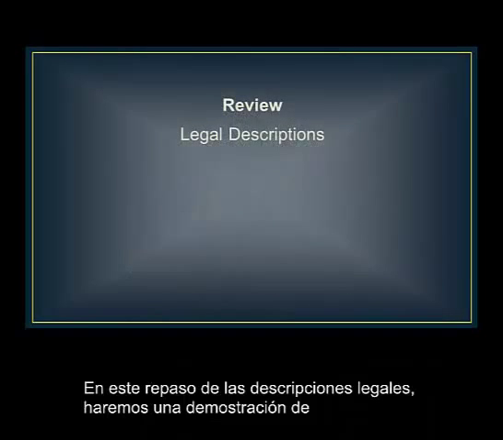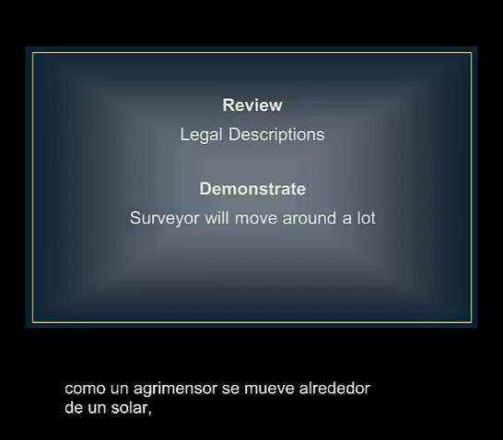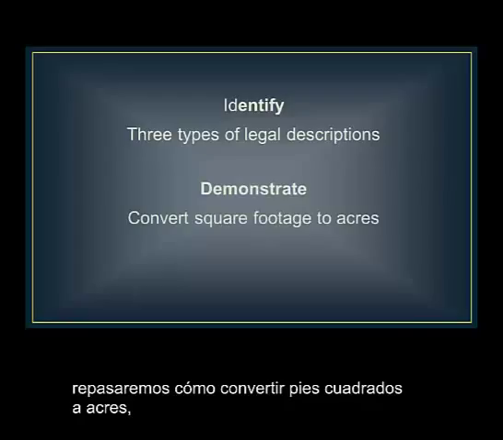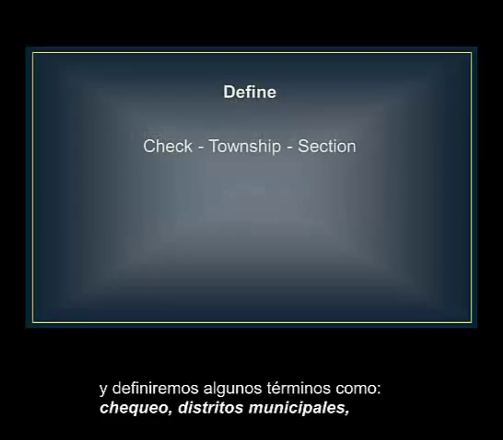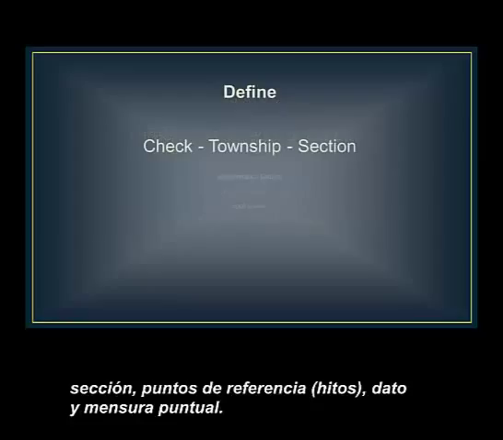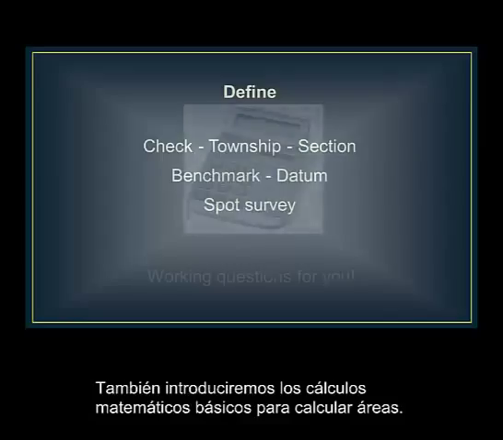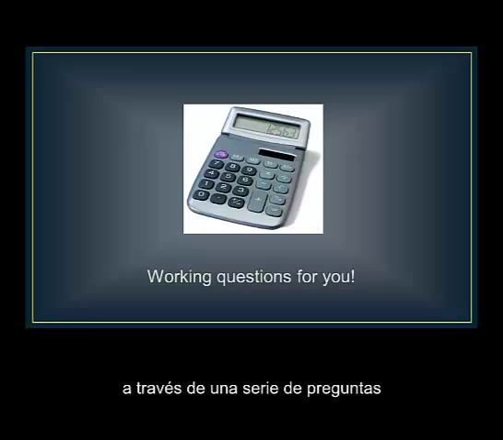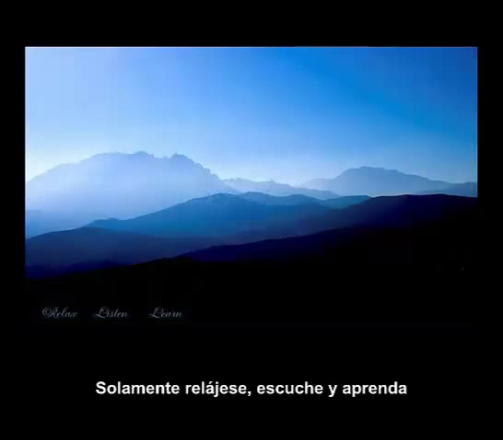In this review of legal descriptions, we will demonstrate how a surveyor will move around a lot, identify the 3 types of legal descriptions, demonstrate how to convert square footage to acres, and define the words check, township, section, benchmark, datum, and spot survey. We will also introduce basic area math calculations by working questions for you. Just relax, listen, and learn.